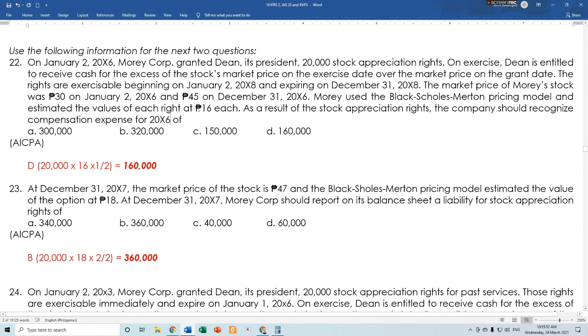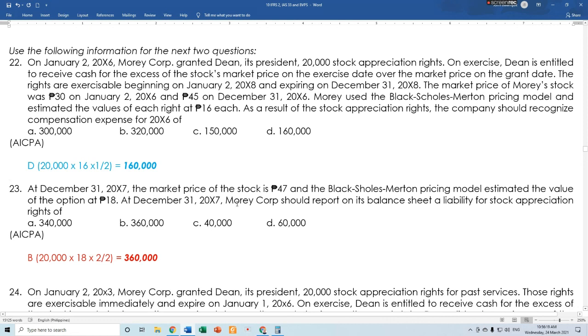Kaso in the problem, binigay yung 16 pesos na fair value, okay, of each right, yung stock appreciation rights. Okay? So yan ang gagamitin natin. Kaya ang solution natin for 22 is ito. Letter D. Okay? Kasi binigay yung fair value ng stock appreciation rights. Okay? At December 31, the market price of the stock is 47 and the Black-Scholes-Merton pricing model estimates the value of the option at 18.